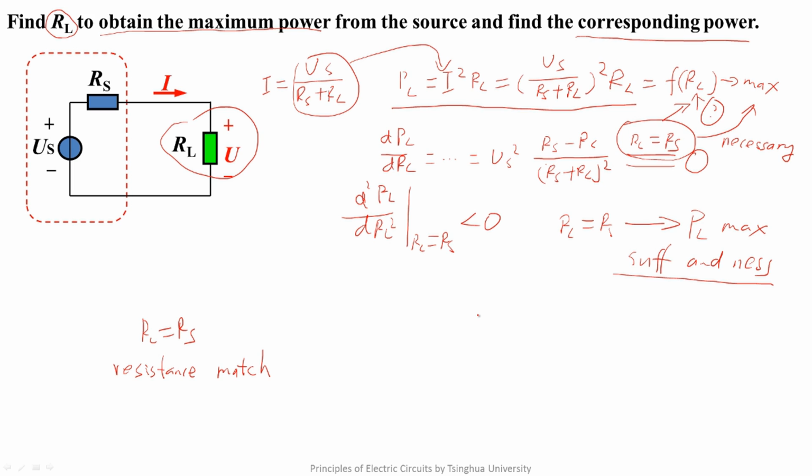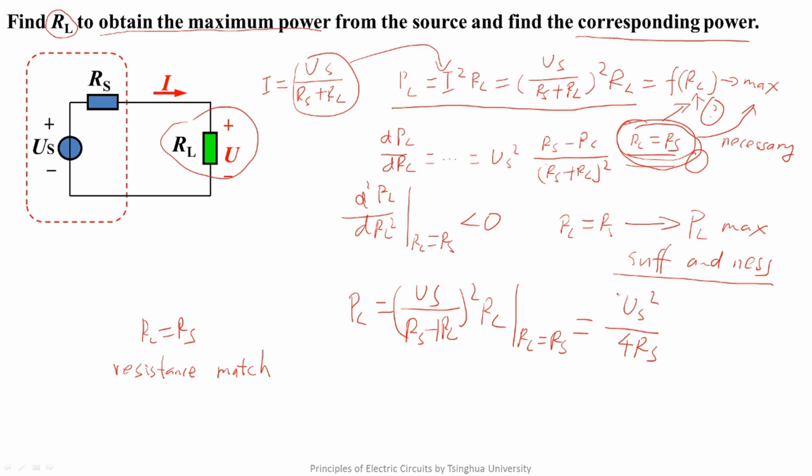Now we find the corresponding power. PL equals US over RS plus RL squared times RL. When RL equals RS, we can get PL equals US squared over 4 times RS. So we complete this problem. This is the condition, and this is the maximum power.